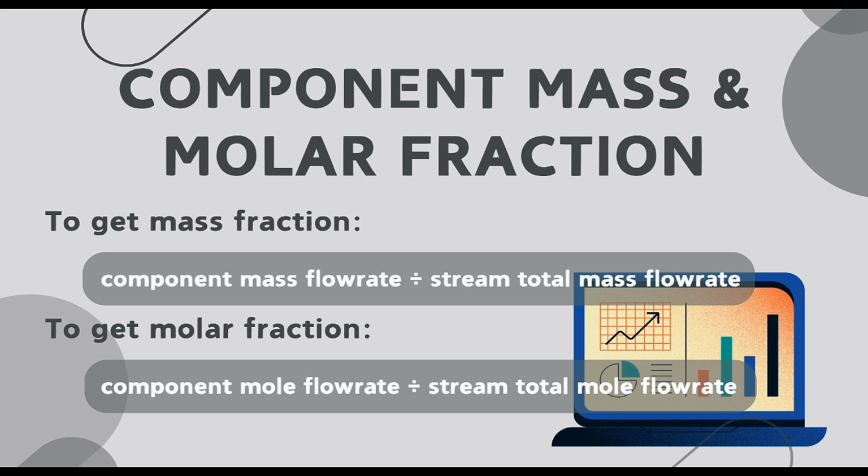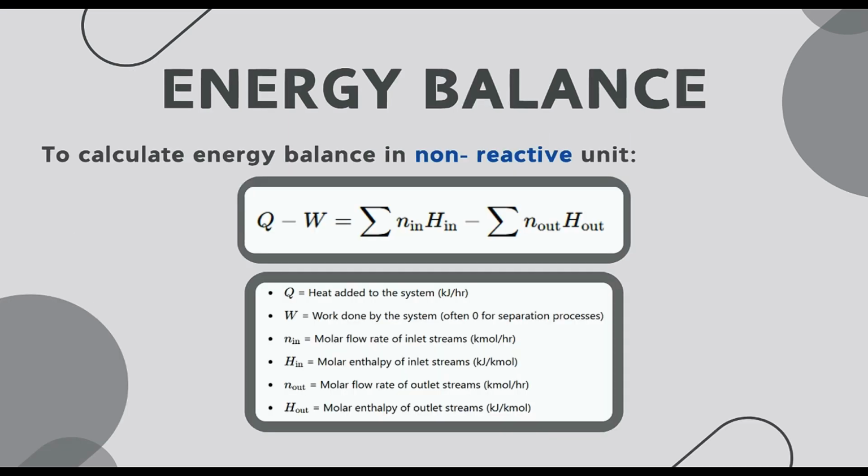Similarly, for the molar fraction, we divide the component's mole flow rate by the total mole flow rate of the stream. Next, we will talk about the energy balance in a non-reactive unit. In such operations, the total energy entering the system must equal the total energy leaving it, ensuring no accumulation. By applying the first law of thermodynamics, we account for different forms of energy, including heat and work, to ensure accurate process control. An example calculation is provided to illustrate this principle in action.